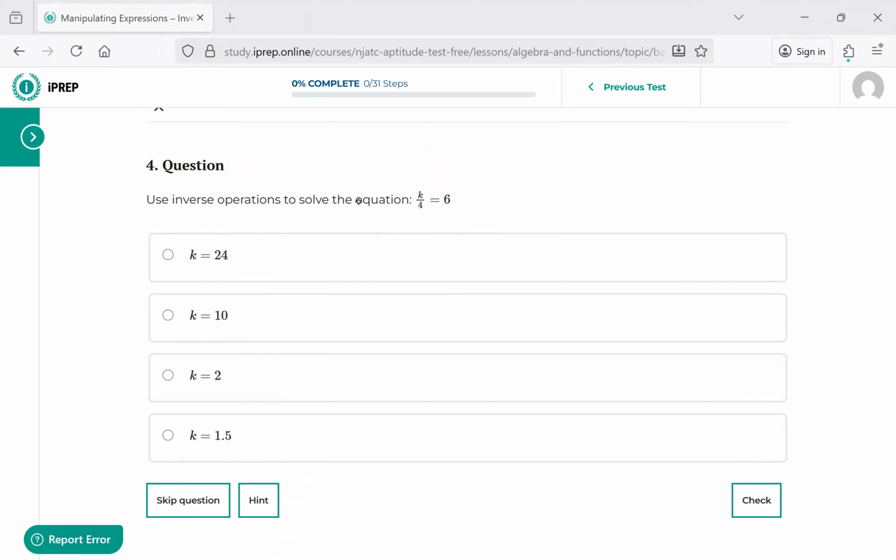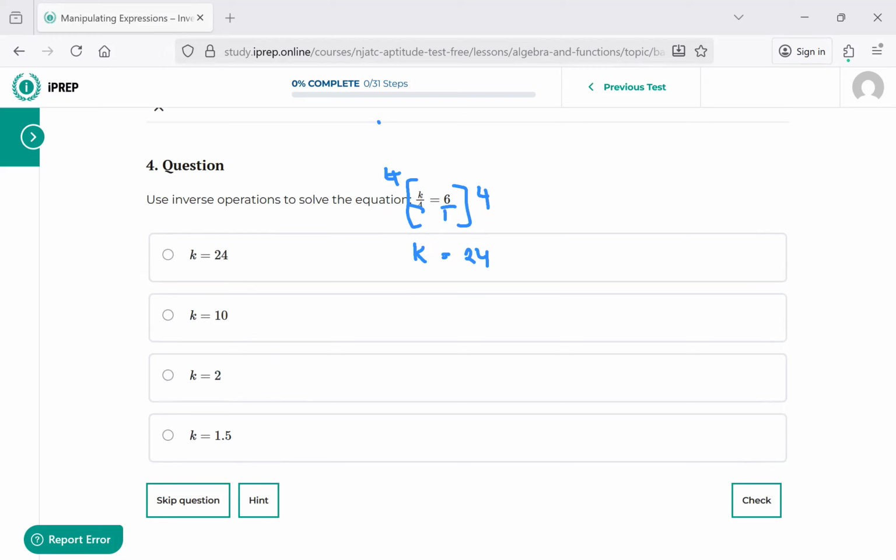Okay, so this one, k over 4 equals 6. There are two options you can do. You can get rid of the fraction by multiplying both sides by the LCD, which is 4. You multiply both sides by 4. On the right side, 6 times 4 is 24. And what's 4 times k over 4? The 4s cancel, so you're left with k.